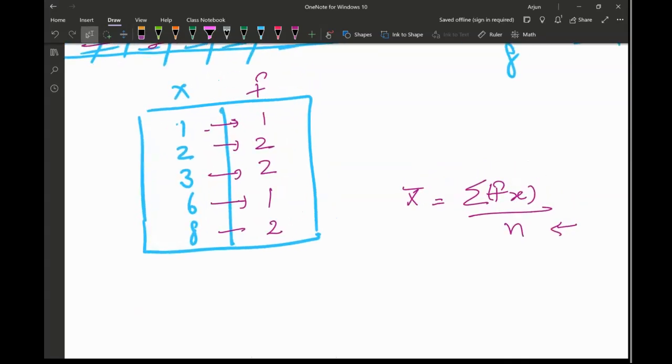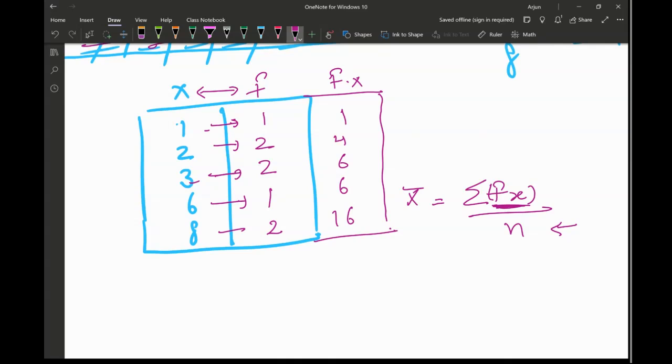So let's look into this question. First of all, I want to calculate fx, so f times x. I will multiply these two. 1 times 1 is 1, 2 times 2 is 4, 3 times 2 is 6, 6 times 1 is 6, and 8 times 2 is 16. Now I will add all these numbers: 16 plus 16, plus 6, plus 6, plus 4, plus 1 comes out to be 33.